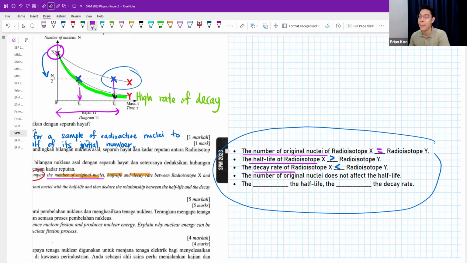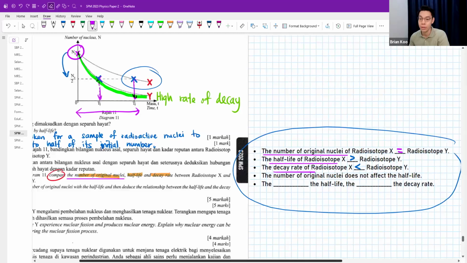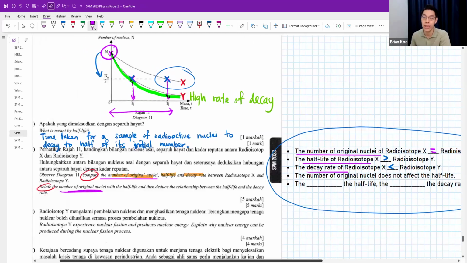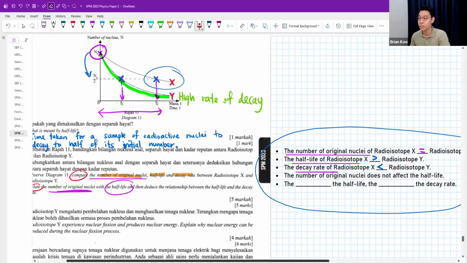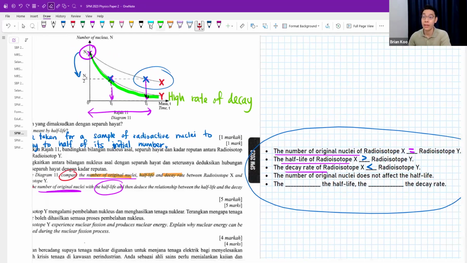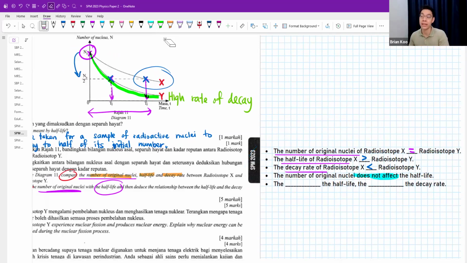Okay, the fourth one, they ask you to relate the number of original nuclei with the half-life. Do you notice the original number doesn't affect the half-life? It's the type of radioisotope itself that controls how fast it decays. So the original number doesn't affect. There's no relationship. You just say, does not affect. Quite special, because normally for relationships we like to say, the greater, the smaller. This one does not affect.